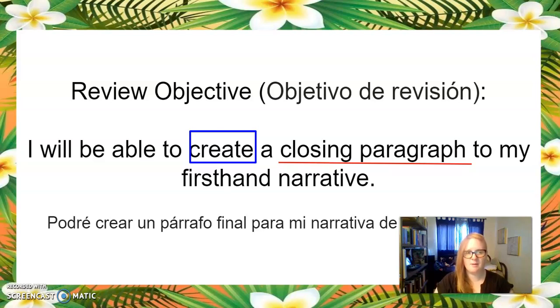If you have not written your second paragraph on the slide where you had written your first paragraph, you will need to be able to do that today, and also do your closing paragraph as well to complete this assignment, because this is the last day that we will work on our first-hand narratives.